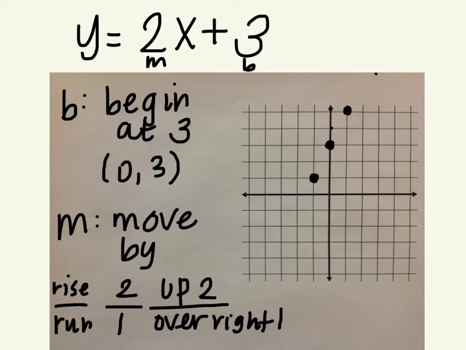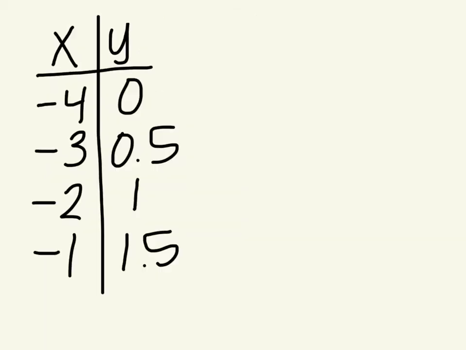And when I make that line, connect my points with my arrows at the end, there's the graph for the linear equation y equals 2x plus 3. Let's do another example. Here's my second linear table.